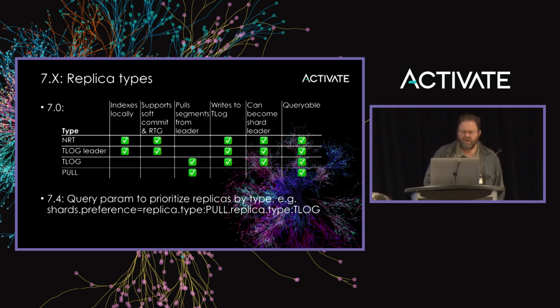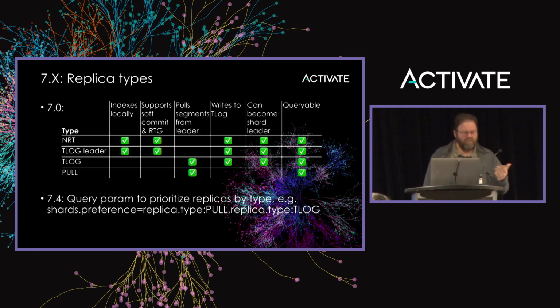7.0 introduced new replica types. In addition to the already existing near real-time replica type, indicated here with NRT, the T-log and pull replica types were added. And these differ in the ways that I indicate there with the columns.